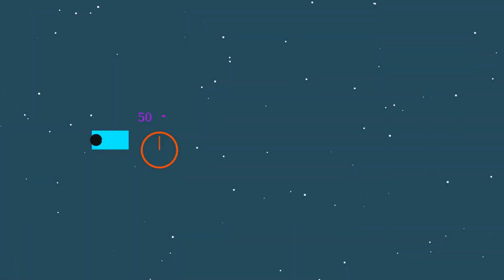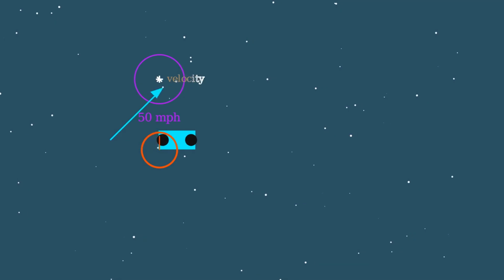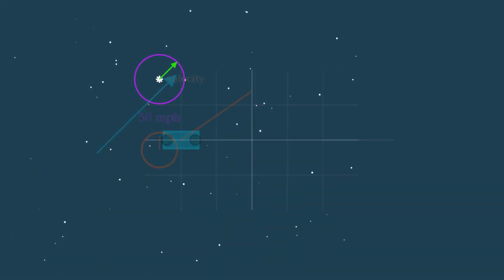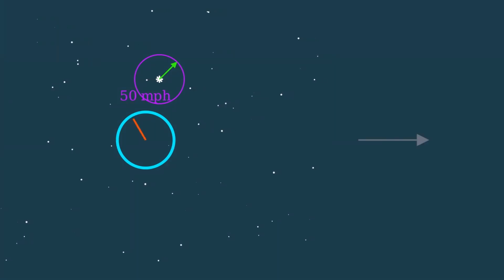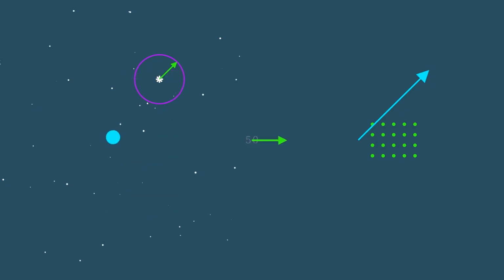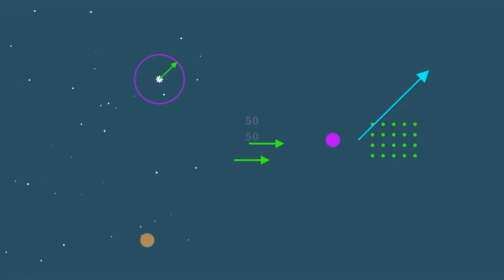Speed is just a number. It's a scalar quantity. It only tells you how fast you're going. Velocity, on the other hand, is a vector. It gives you both how fast you're moving and the direction you're moving in. If your GPS says you're traveling 50 miles per hour northeast, that's velocity. If it just says 50 miles per hour, that's speed. And that directional detail becomes absolutely crucial when you're analyzing more complicated motion.